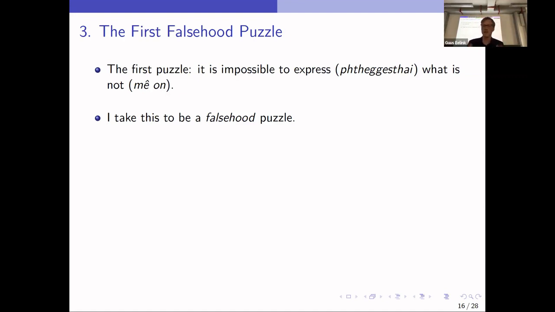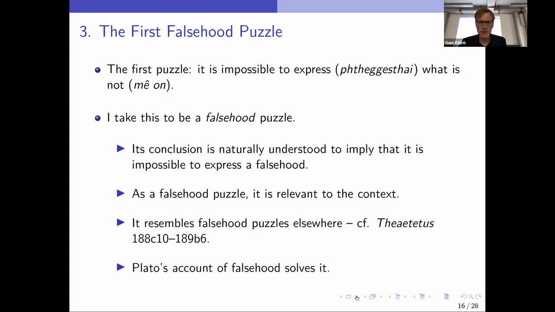So Crivelli thinks, as far as I understand it, that this argument in some sense tells you what is right about Parmenides' position. Now, it's beyond the scope of this talk to give a full argument against this and in favor of my view that it is a falsehood puzzle, but I will just mention 4 reasons, and then I want to focus on the final reason, which is really what I'm concerned with today. But of course we can discuss this further in the discussion round. Now, my first reason is that the conclusion of this argument, namely that it's impossible to express what is not, is naturally understood to imply, or perhaps even to mean, that it is impossible to express a falsehood.